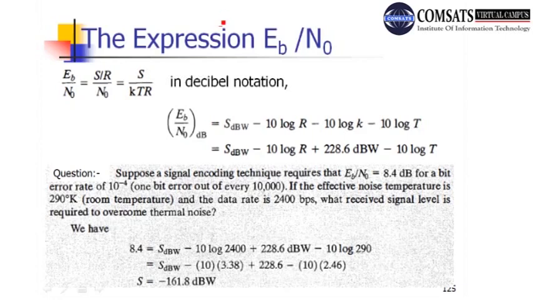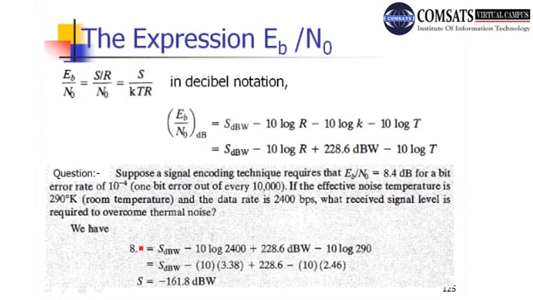After discussion of Eb over N0, an encoding technique requires that Eb over N0 is equal to 8.4 dB for a bit error rate of 10 raised to the power minus 4, that is, 1 bit error out of every 10,000. If the effective noise temperature is 290 K and the data rate is 2400 bits per second, what received signal level is required? So we need to find the level of the signal.